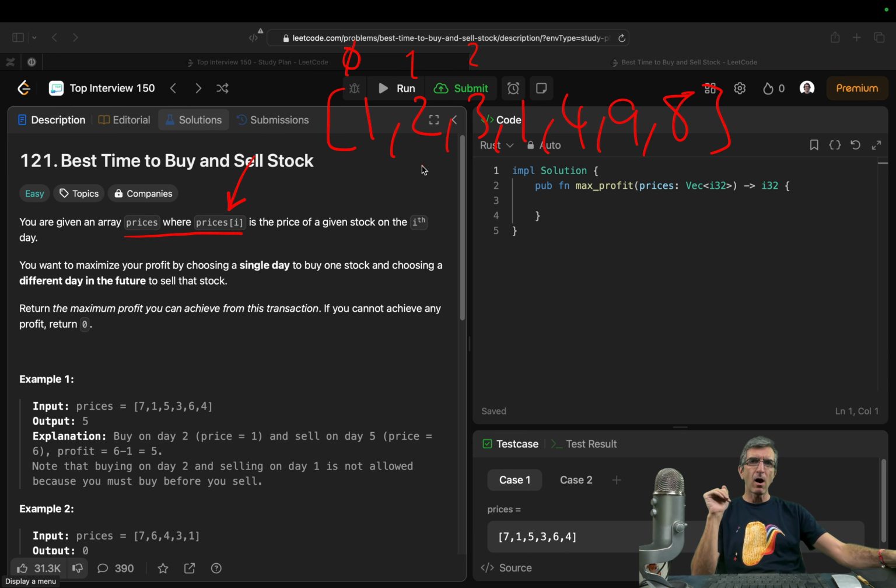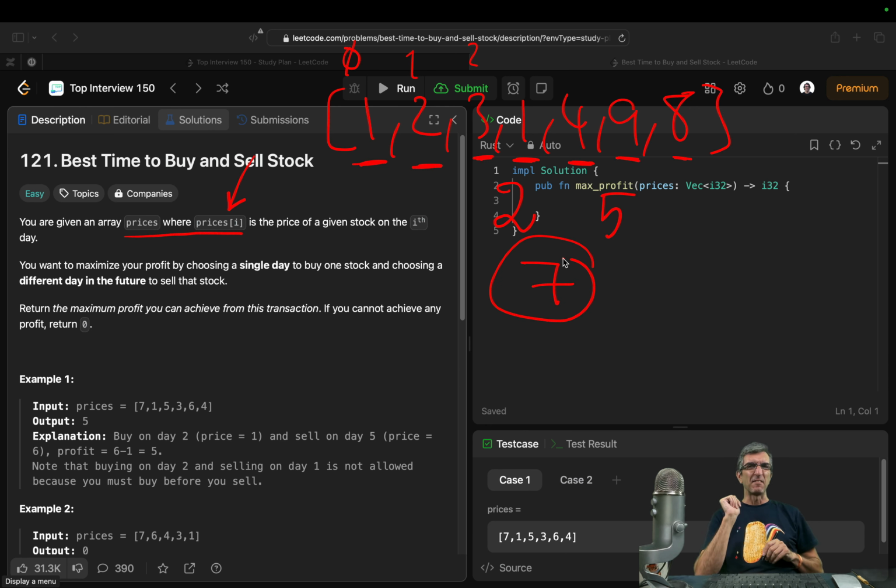So if I buy here and sell here, my profit will be 2. If I buy here and sell here, my profit will be 5. And the best one, I can say buying, for example, here or here, no difference, and selling here, and my profit will be 7. I have to return 7. How can you solve it?